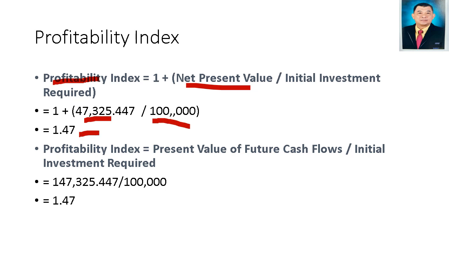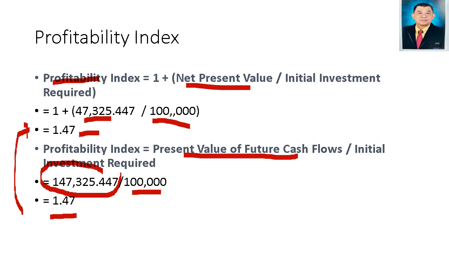Therefore, the index is more than 1, accept the project. The next formula is present value of future cash flow, that is 147,325.447 divided by your required investment. So that gives you 1.47, almost the same. So accept the project.